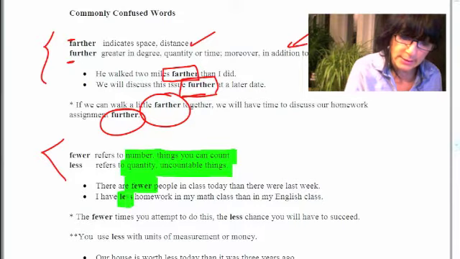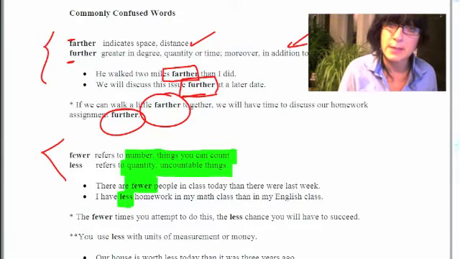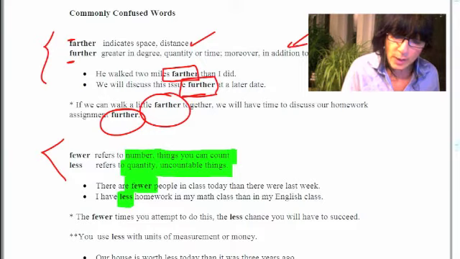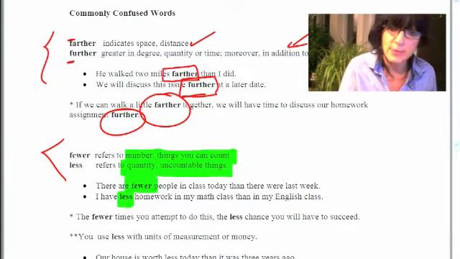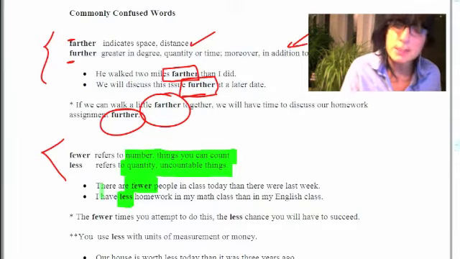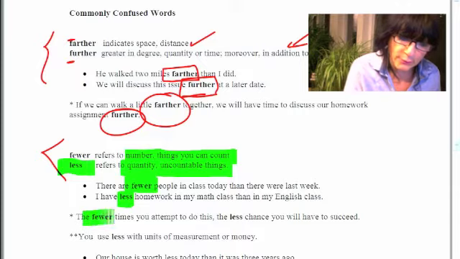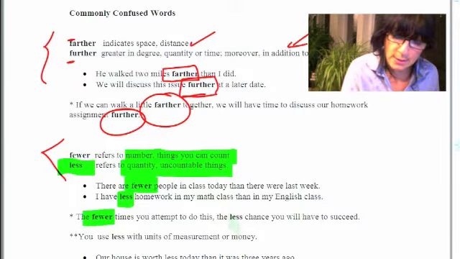I have less homework in my math class than in my English class. If you were to know how many math questions you had, you would say, I have 5 homework questions in math, but you're not saying that. You're just saying I have less homework in one class than the other. So it's a quantity, but you're not counting how much it is, so you would use the word less. And I've used the two in a sentence. The fewer times you attempt to do this, the less chance you'll have to succeed.